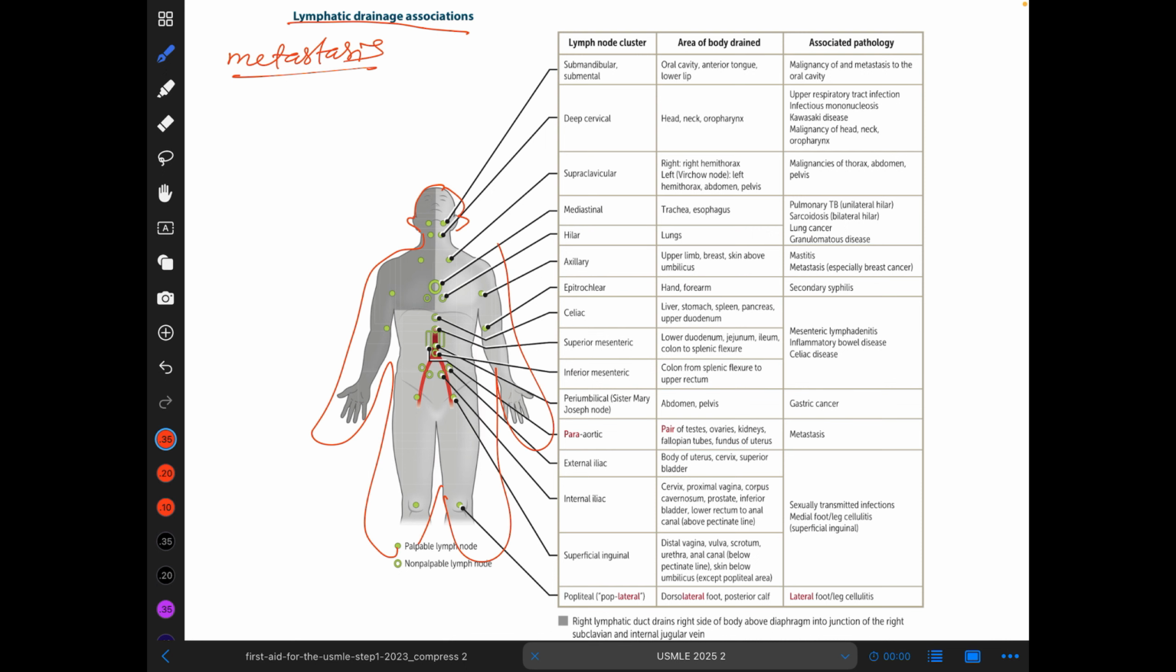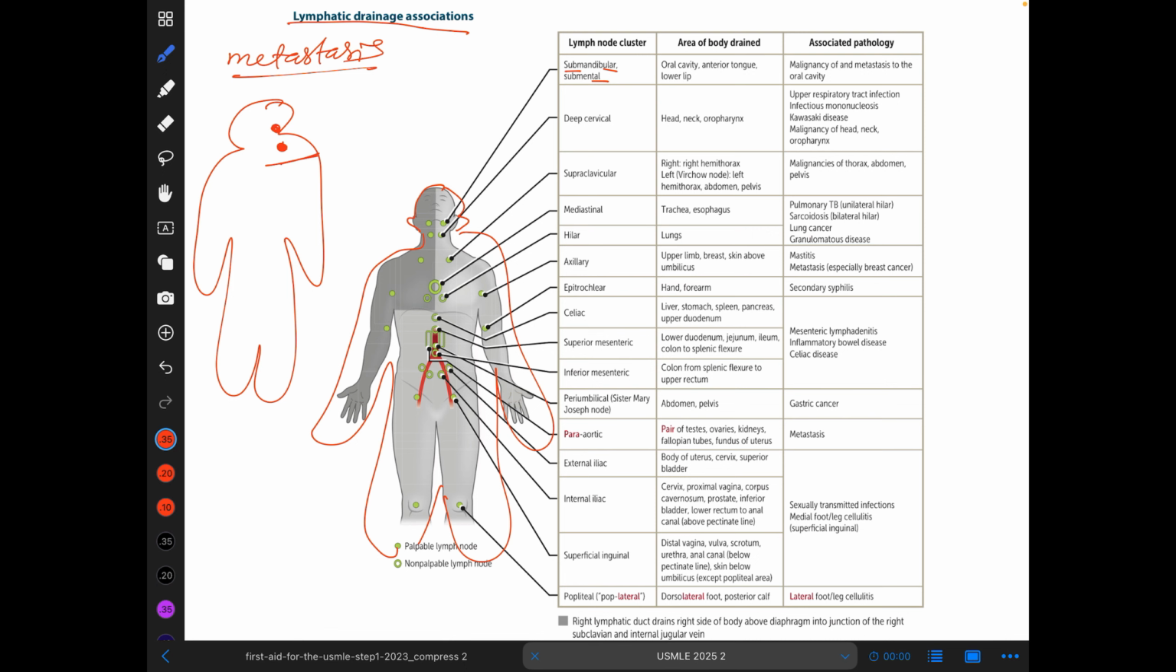ask you. First, you have to touch your mandible bone, and below the mandible there will be submandibular or submental lymph nodes. If you come below the submandible, there will be the cervical area, and any lymph node present in the cervical area will be deep cervical lymph nodes.